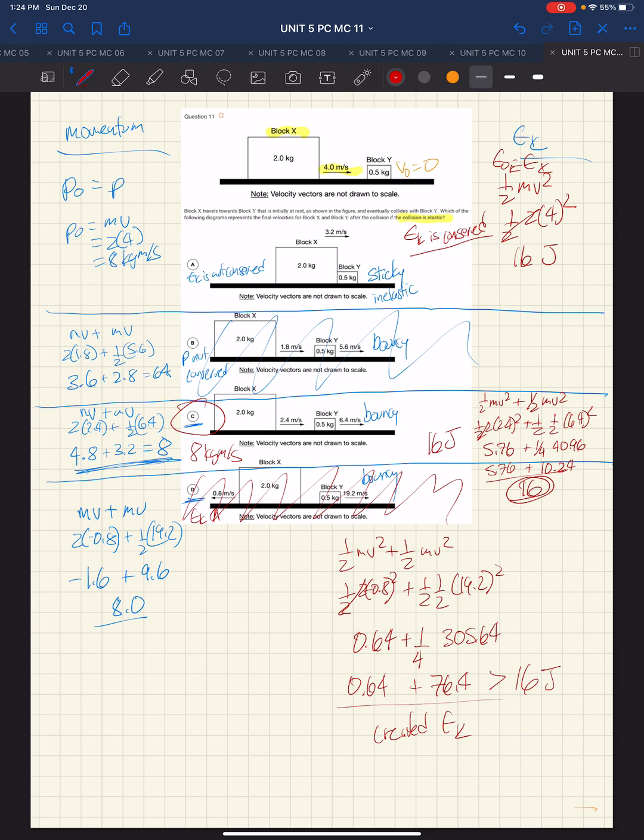And if we look at choice A, if we were to go through and do the calculation, it works out to be about 12 joules. So again, in this case, the kinetic energy is not conserved as we expect. And so we could just apply those two perspectives and find the best answer, choice C.